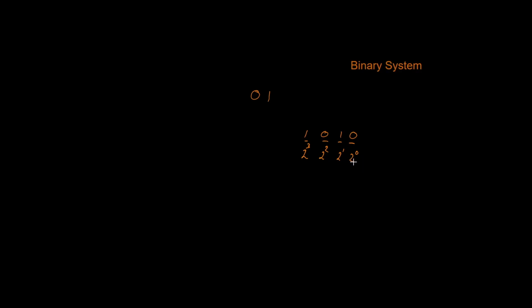All right, what is 2 to the power of 0? It's 1. What is 2 to the power of 1? It's 2. What is 2 to the power of 2? That is 4. 2 to the power of 3, right? 2 times 2 times 2, so that is 8.